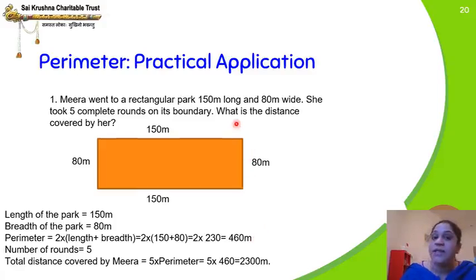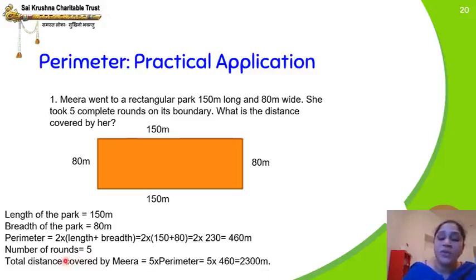What did they ask? They asked what is the distance covered by her. But here we have something else, which is she took 5 complete rounds on its boundary. That means she went around and around and around 5 times. Okay. So what should we do? So here total distance covered by Meera will be 5 times the perimeter. So here we have to do 5 times 460, which is 2300 meters.